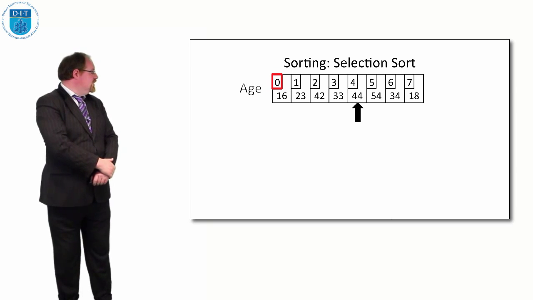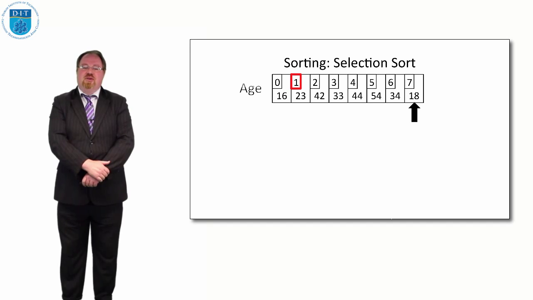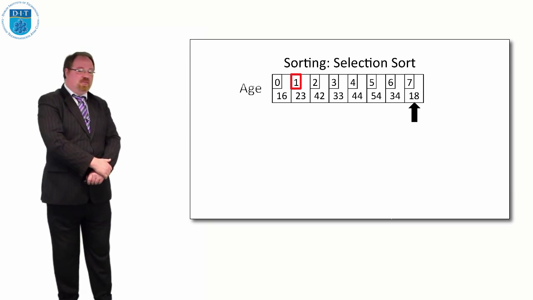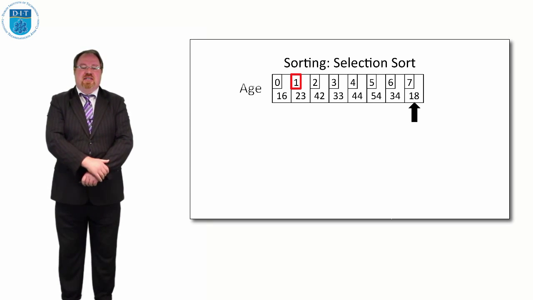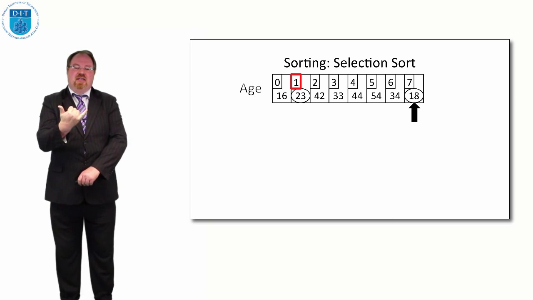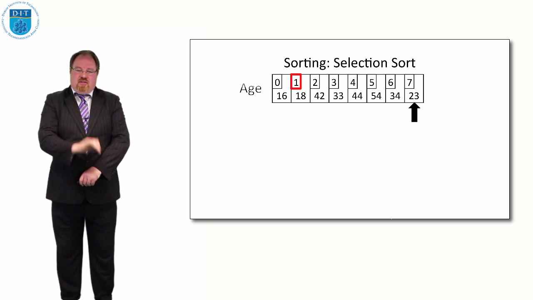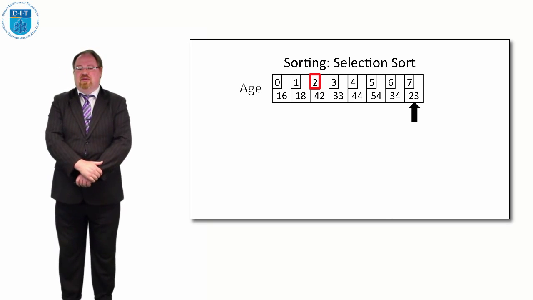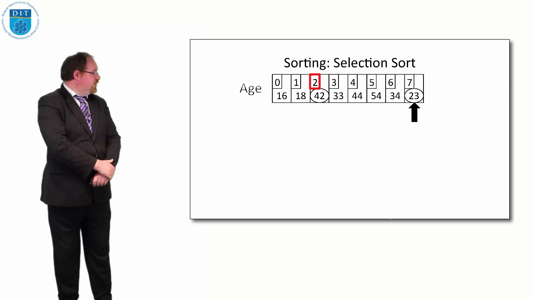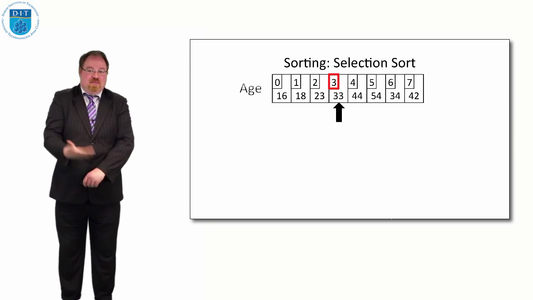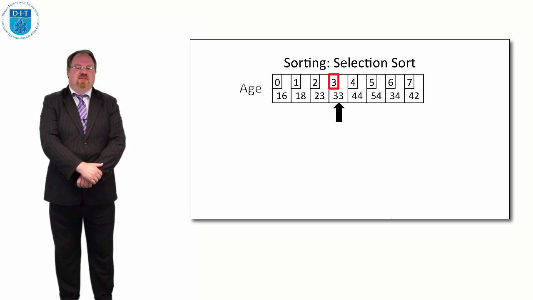Let's find the second value. It should be in position 1 now. It's number 18. So let's take the number 18 and swap it with the number 23 and put that in its correct position. Number 2 in the array, the third value across, 23 is the number that should be in there, so swap that with 42. Fourth value in the array is 33, and it's in position 3 already correctly, so we don't do anything there.